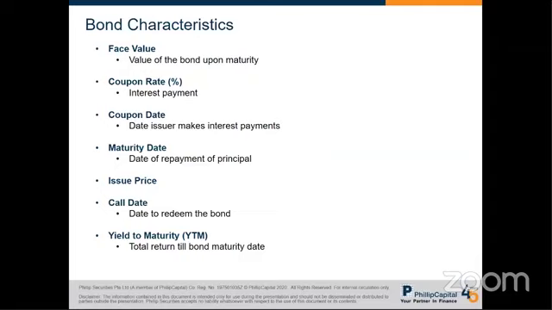So payments can be made at any interval, but usually issuers pay them semi-annually. Maturity date is the date on which the bond will mature, and the bond issuer will pay the bondholders the face value of the bond. Issue price is the price at which the bond issuer originally sold the bonds. Call date is the date on which the bond can be redeemed before maturity, subject to issuer discretion. Yield to maturity, YTM, is the total return anticipated on a bond if the bond is held until it matures.